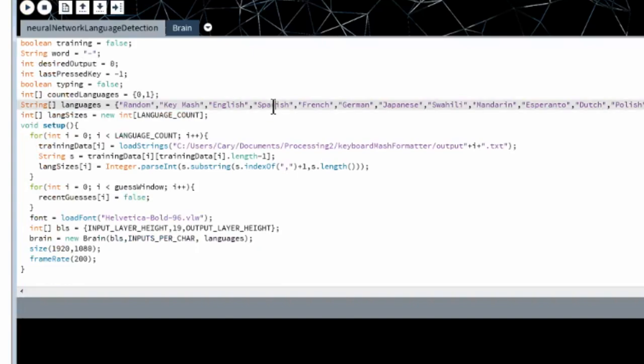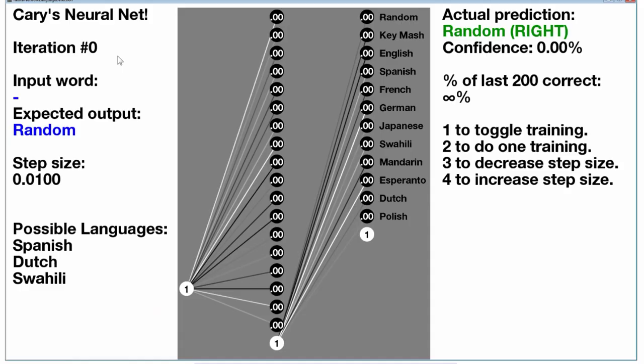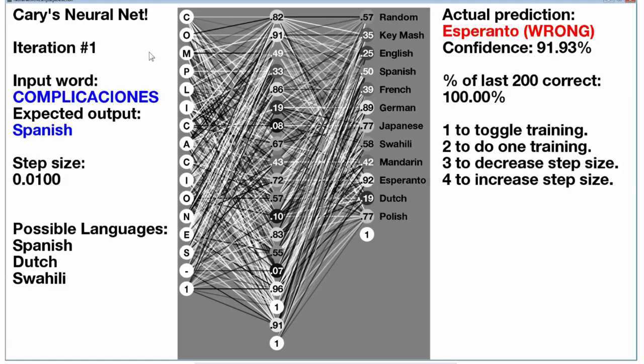Spanish is 3. Dutch is second for the last, so that's 10. And then Swahili is 3 before that, so that's 7. Okay, so three languages can be shown to the computer this time. There we go, there's a Spanish word.